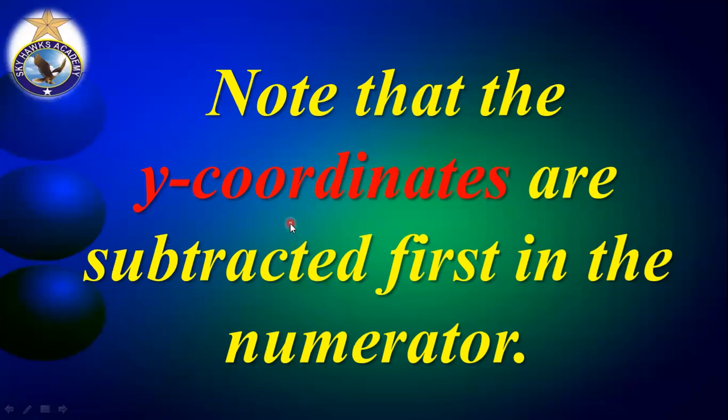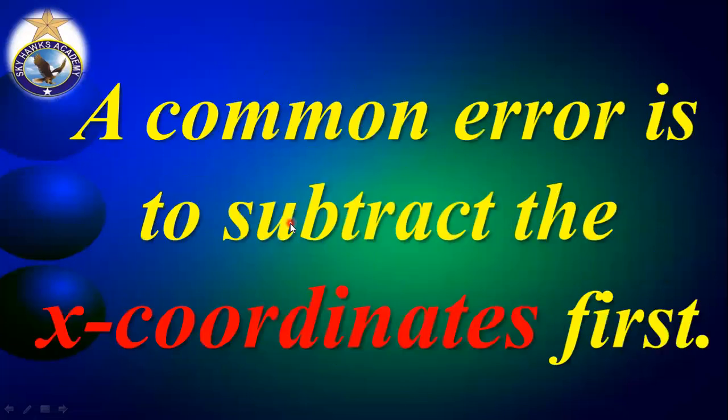So y coordinate must be subtracted first. And a common error is to subtract the x coordinate first. Sometimes, because x is coming first, we are committing this mistake of subtracting the x coordinates. So we will have to be extra careful about that: the y coordinates must be subtracted first, then take the ratio to the difference of the x coordinates. So this is the most critical point.